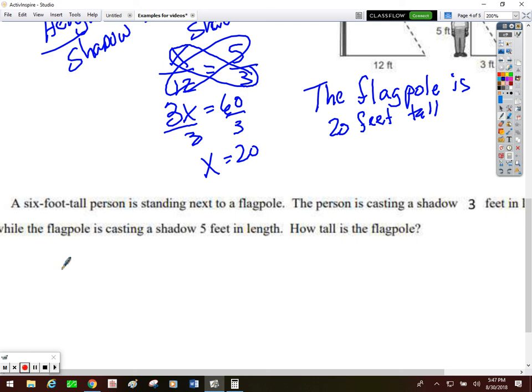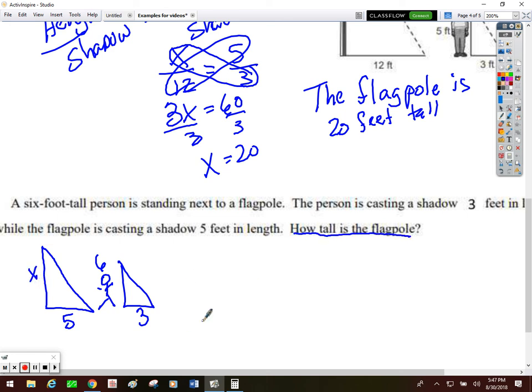Okay, so we have the 6 foot tall person. Again, we keep comparing the flagpole to a person, right? So here we're going to draw a little stick person. We know the person is 6 feet tall and casting a 3 foot shadow. Well, we know the flagpole casts a 5 foot shadow, and here is what the problem is about: how tall is that pole? That's my unknown, so we're looking for that height.